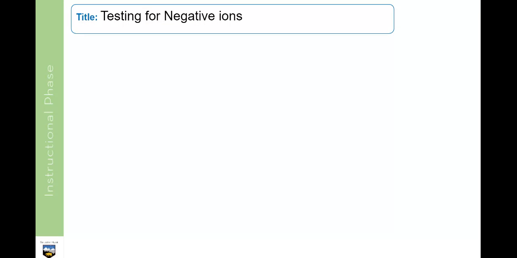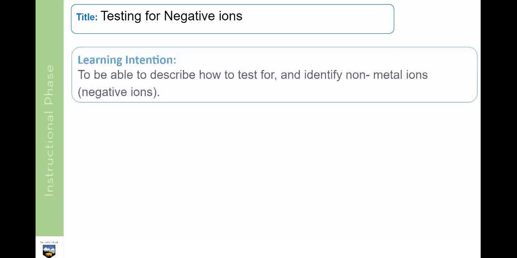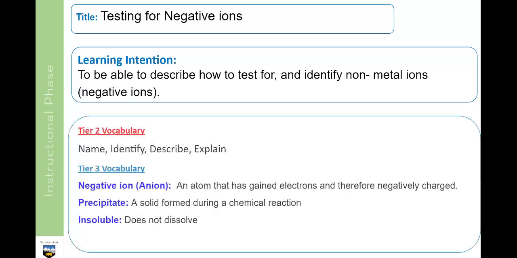Okay, so today we're looking at how to test for negative ions. We've looked at how to test for positive ions using flame tests and how to use sodium hydroxide solution to test for positive ions. And today you need to be able to describe how to test for and identify non-metal ions. Now, non-metal ions are always negative ions. So we're looking at the tests used to show the presence of negative ions.